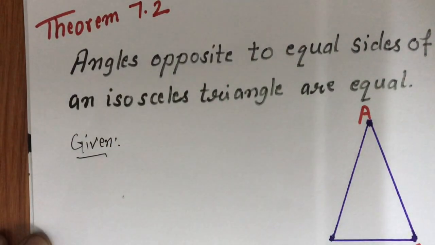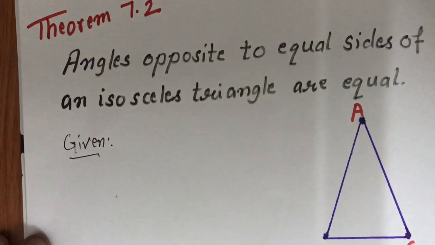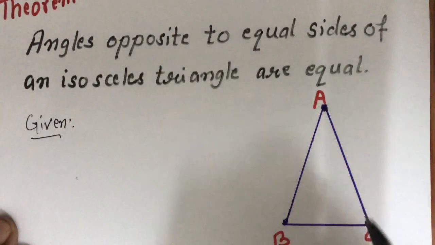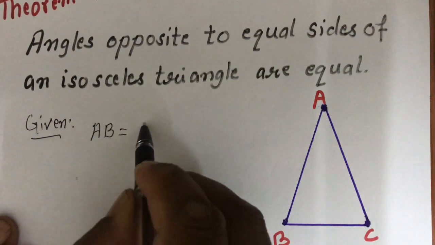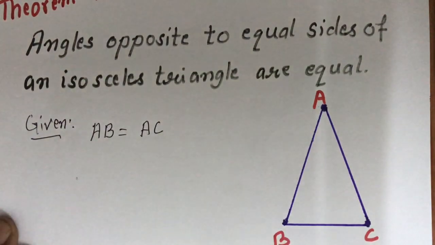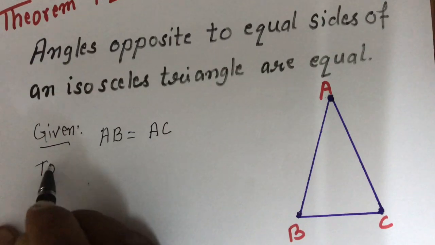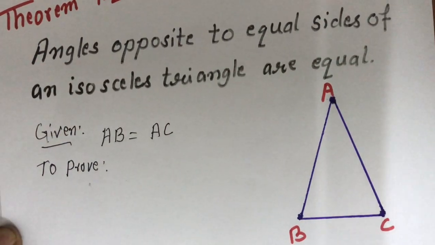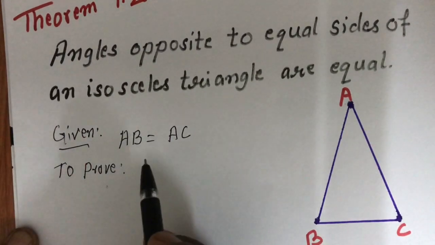Given. What is given? Angles opposite to equal sides of an isosceles triangle. It is given that the two sides AB and AC are equal. AB equal to AC. Understand? Now, after given, we shall write to prove. There is a way to write to prove a theorem. First we write given, then to prove.